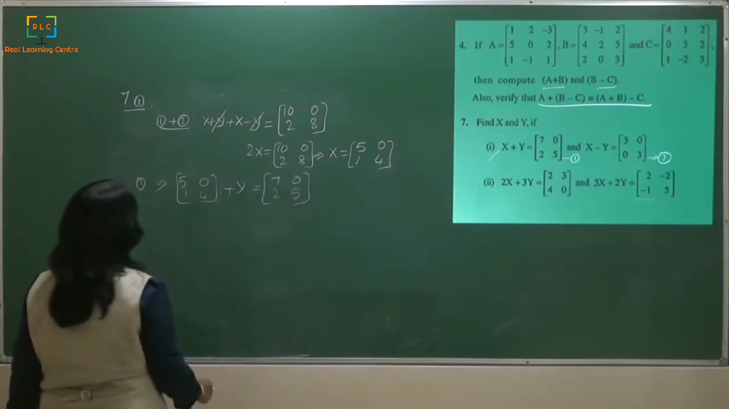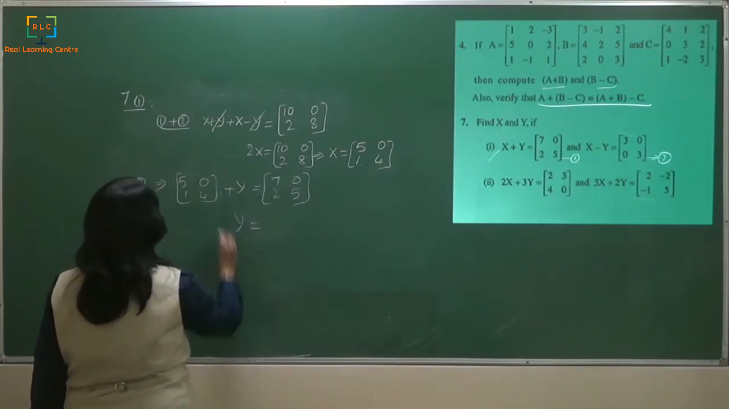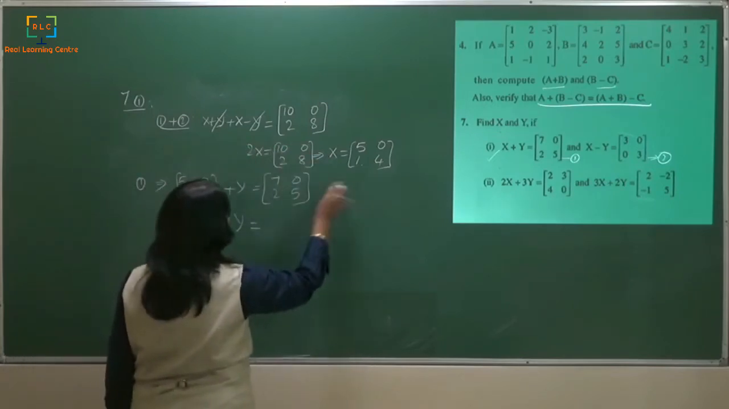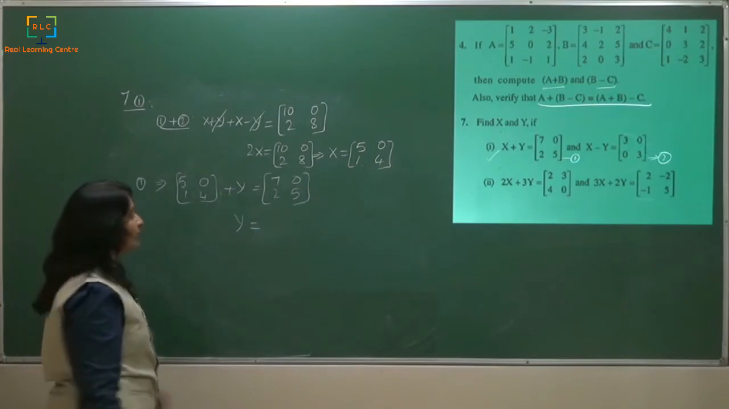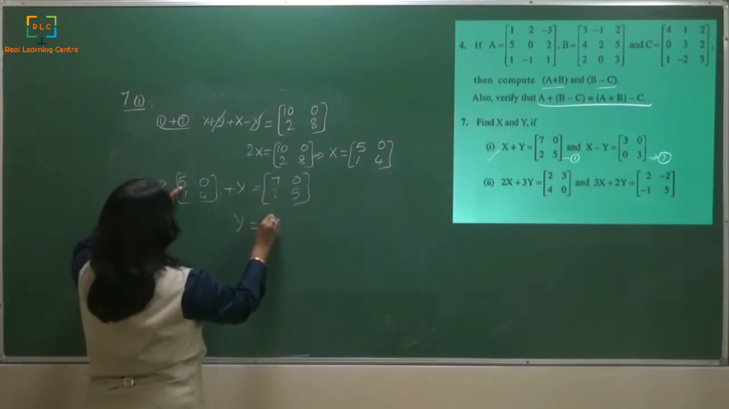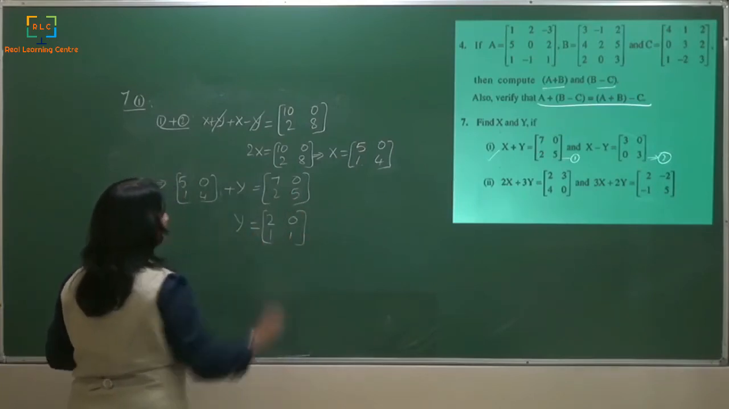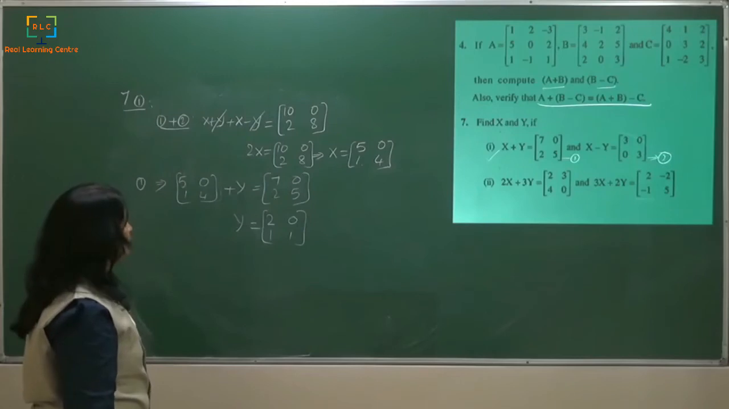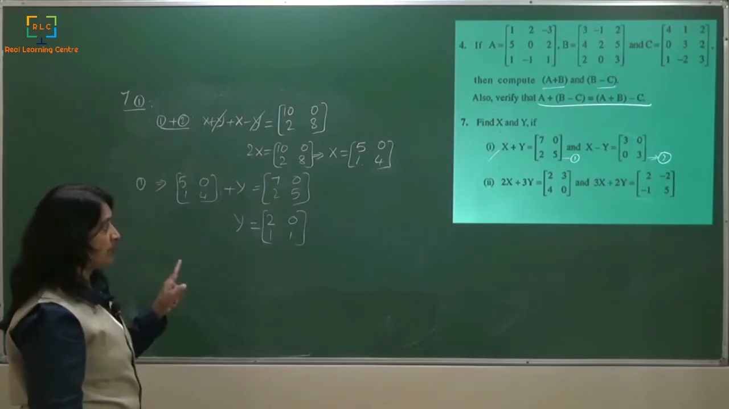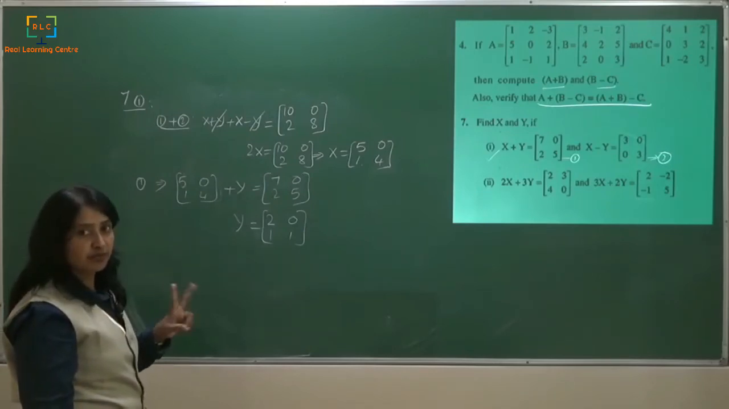So you get y is equal to this matrix. When you push it to the other side, it takes the minus form, so I'll subtract. 7 minus 5 is 2, 0 minus 0 is 0, 2 minus 1 is 1, 5 minus 4 is 1. Okay, this is my y matrix. This kind of problem we have done twice already.